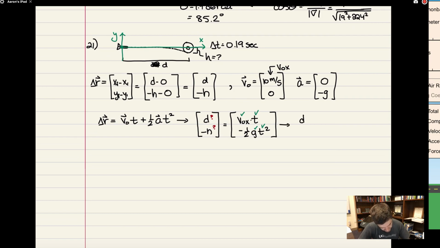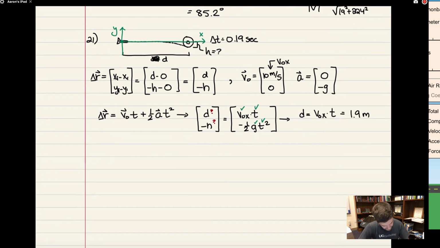So in this case, d is just the initial horizontal velocity times time, which they give. And if I plug those in, I get that this is 1.9 meters. And then negative h equals negative all of that. So that's the same thing as saying that h equals plus 1/2 gt squared. And if I plug in those numbers, I get that h is 0.177 meters.